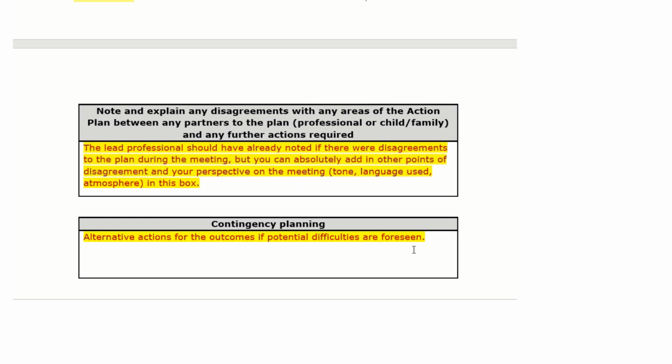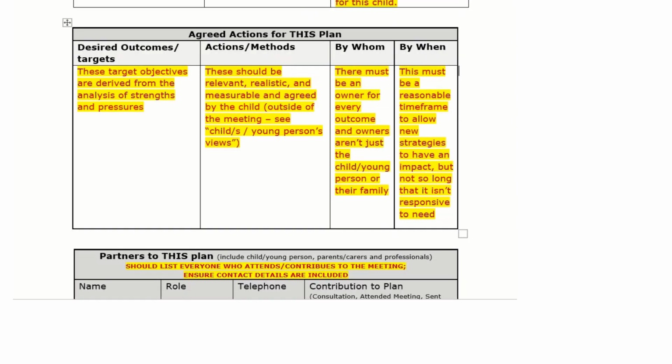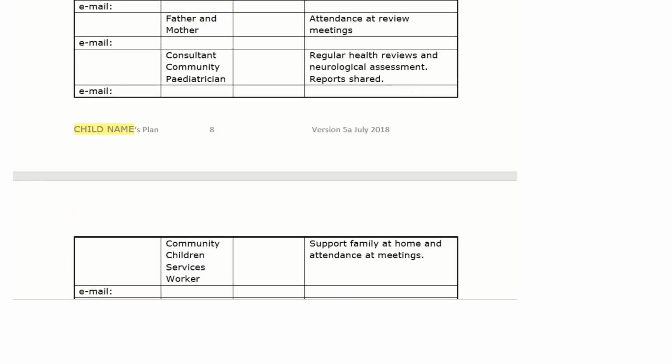And alternatives for the outcomes and potential difficulties. So if the young person has said, or the parents have said, or a professional has said they don't know if this is going to work, then they have to think of, well, if it doesn't work, what else can we suggest? And that's kind of like what I said about the young person reflecting and perhaps saying that the action might work, but with the person who has been put in place for that, that might not be a good match. So in here, you can contingency plan around actions or who's taking things forward or the time scaling or the outcomes themselves if they've been misunderstood. So you can reflect back on all of this part here, all of the actions that have been put into place.